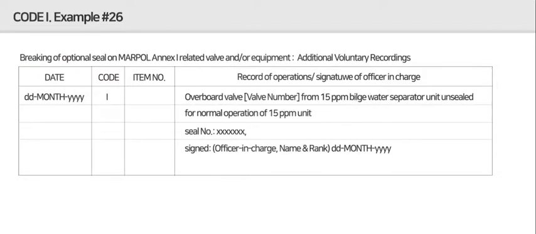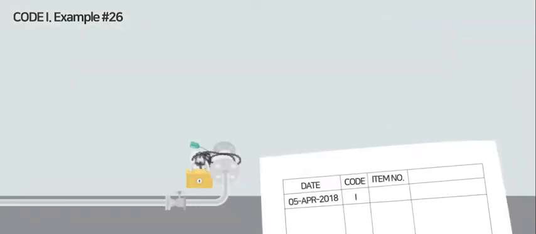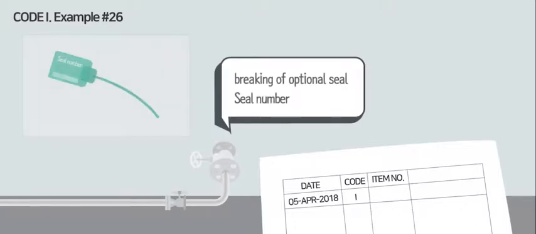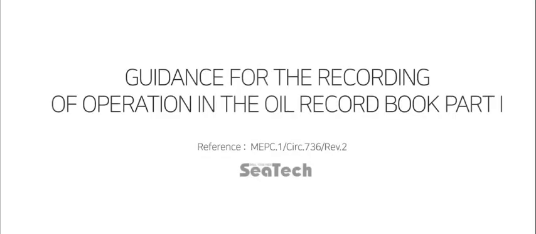Example 26 is the method of recording in case of breaking of optional seal. In case of breaking of optional seal on marked overboard discharge valve, related valve and/or equipment, name of equipment unsealed, and seal number are recorded using code I. We have learned how to make the Oil Record Book Part 1, according to MEPC.1/Circular.736/Rev.2. Thank you for watching.